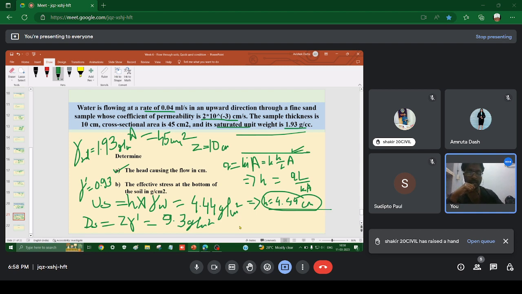So this sigma effective pressure will be equal to downward stress minus upward stress, and the value will be, I think, 4.86 gram per centimeter square. Okay, is it clear everyone?